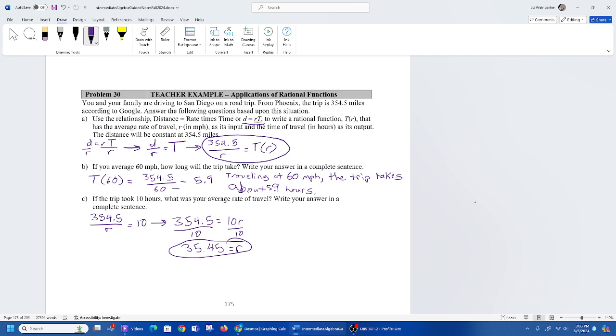So, if the trip took 10 hours, the average rate, or the average speed, was 35.45 miles per hour.